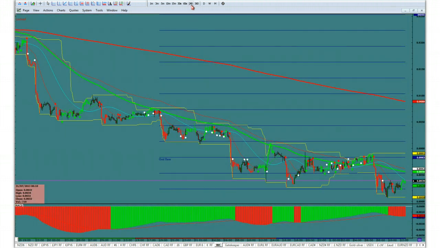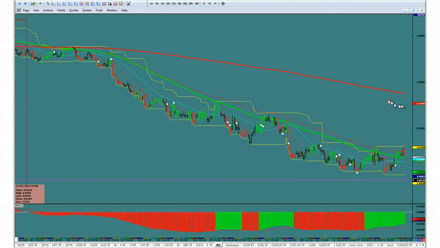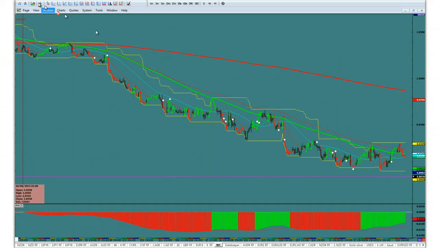Aussie dollar. Okay. First one gets it. We're on the Aussie dollar, up to a 240 chart. It's pretty easy to see we're at the trend right here. So what I want to do is show you how to practice it.